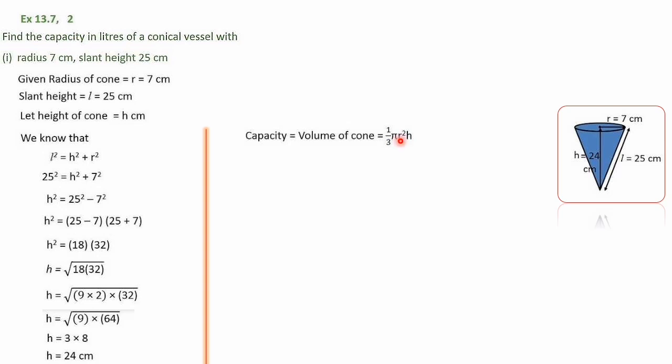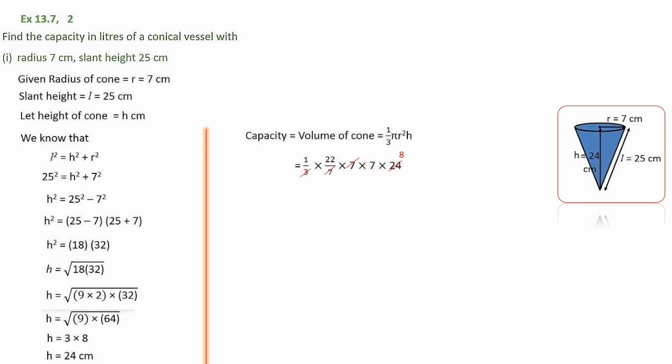R square is also there with us, and h is also there, all the values are there. Here r is 7 and h is 24. So when you substitute 1 by 3 into pi value, which is 22 by 7, r value is 7. So r square is 7 into 7 into h is 24. Let's do the cancellation. 7 and 7 is gone.